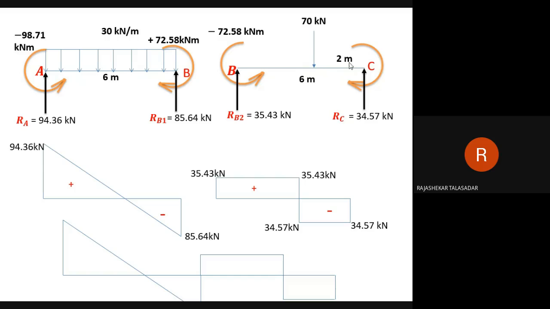Then again, from here to here there is no load, so this will remain constant. To the left of C, it is minus 34.57. If you cross the point, what happens? Minus 34.57 plus, because upward 34.57, it goes to 0. Right? Or you can just add these two, it will be like this.